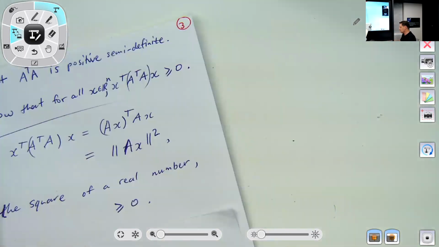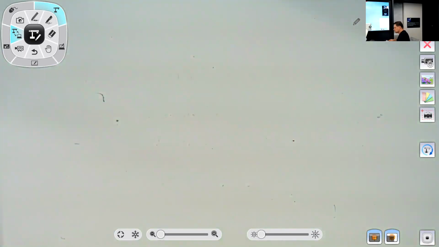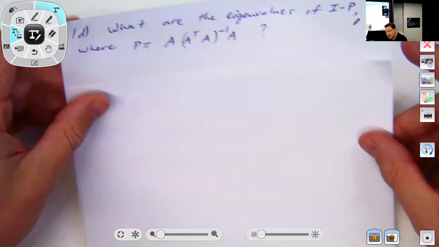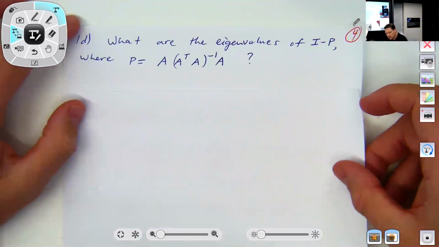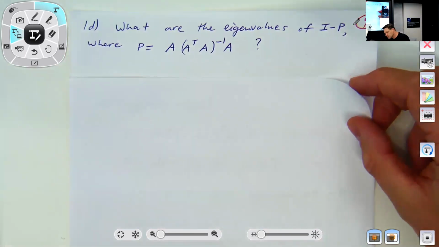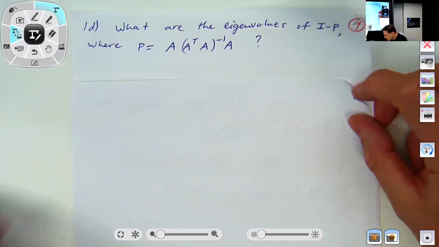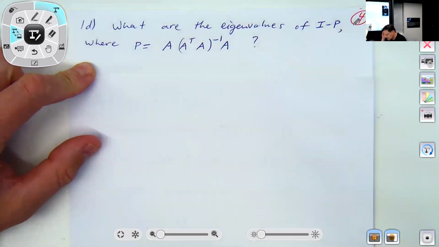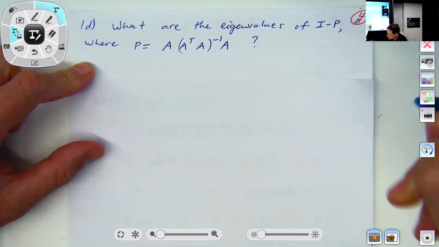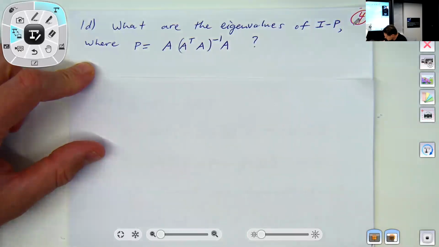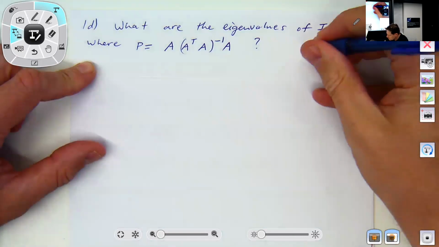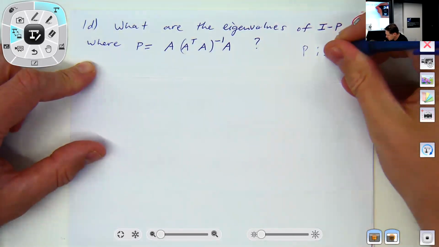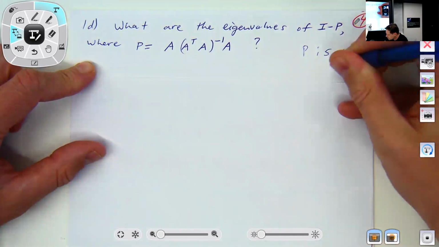Okay, all right, now I'll go on to discuss the next question, which will be my last question before passing it on to Walla. Okay, what are the eigenvalues of I minus P, where P is the projection matrix? So I should note that on this page too. P is projection matrix.